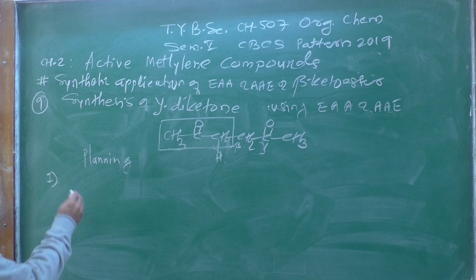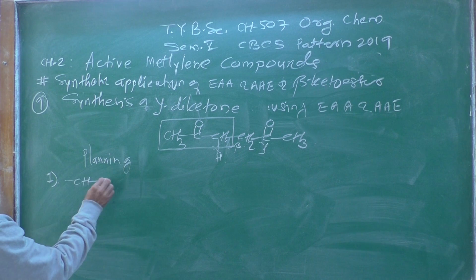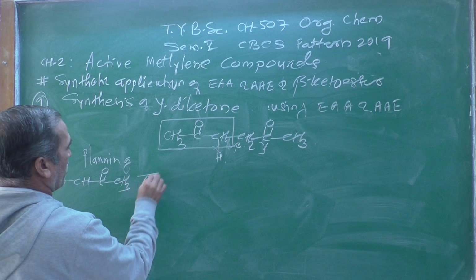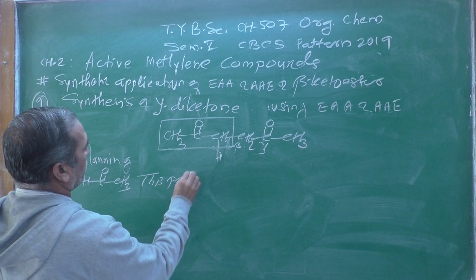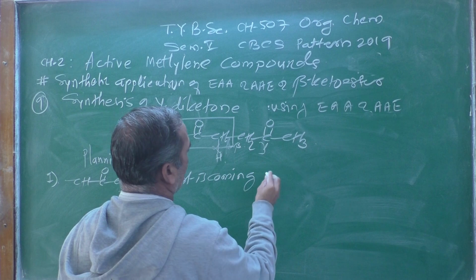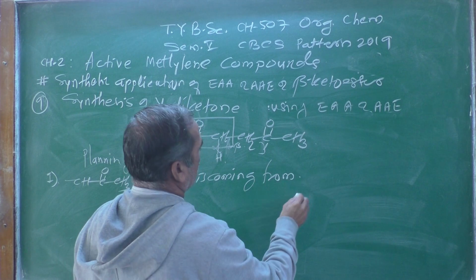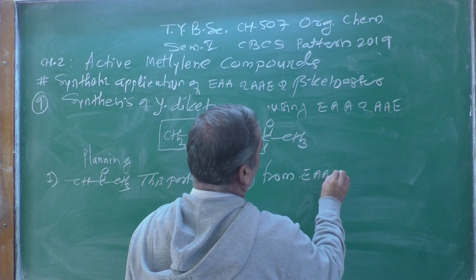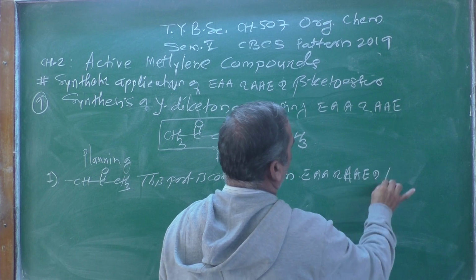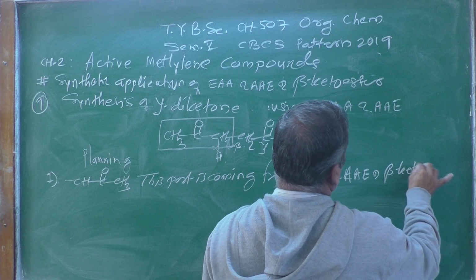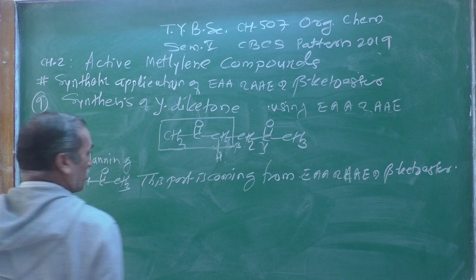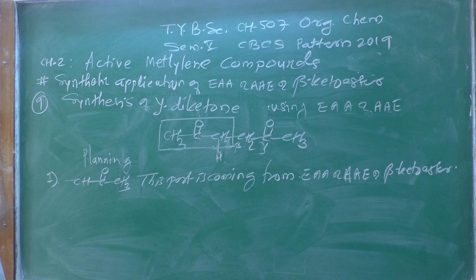And now this part, CH, C double bond O, CH3, this part is coming from ethyl acetoacetate, or acetoacetic ester, or beta keto ester.